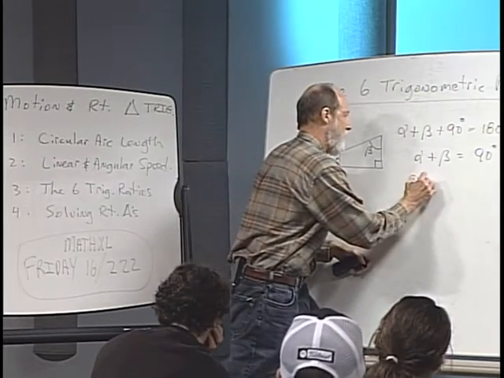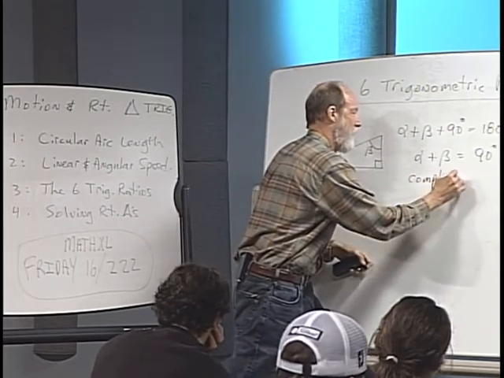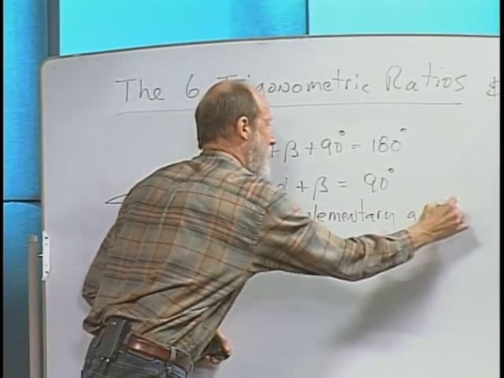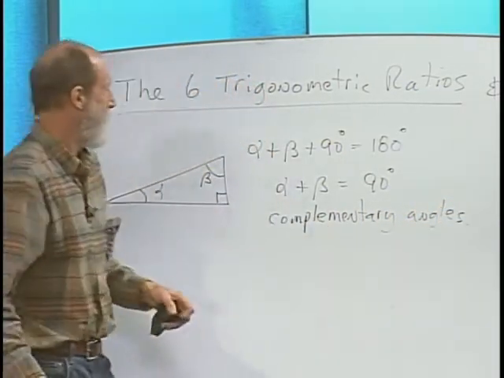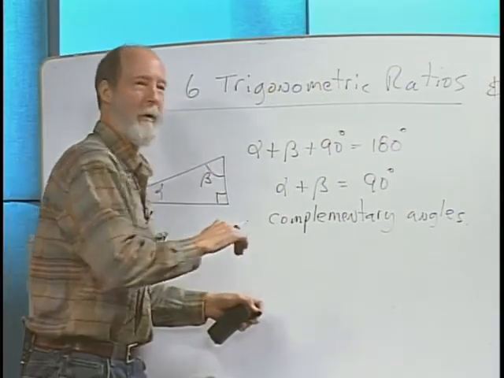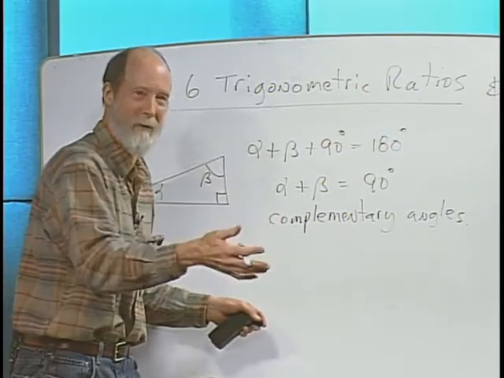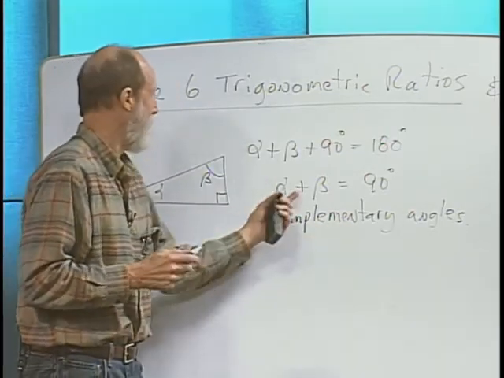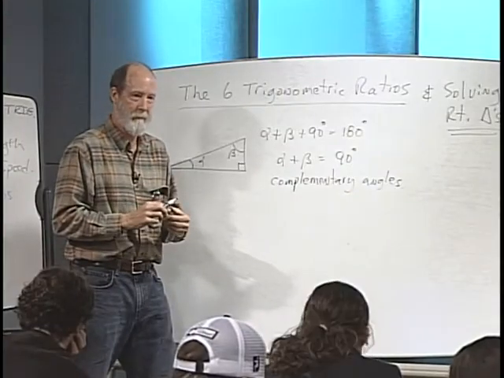So they're complementary angles. There's no I in there, like, oh, you're a really good trig student, where I compliment you, right? That's different than complementary. So alpha and beta are complementary angles.